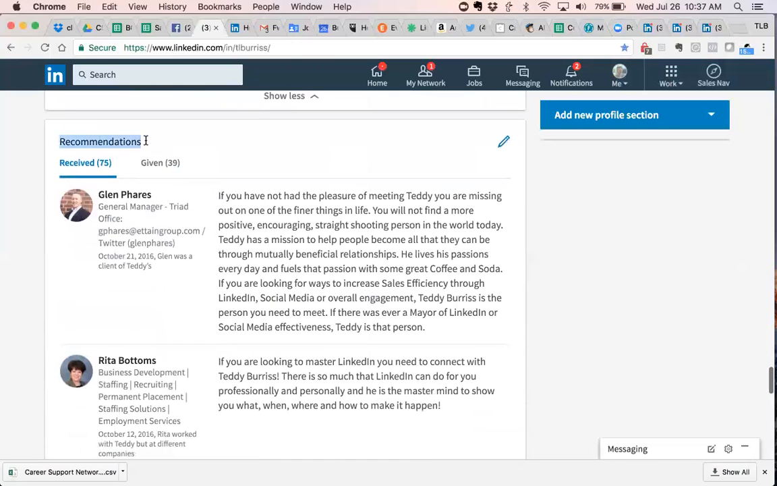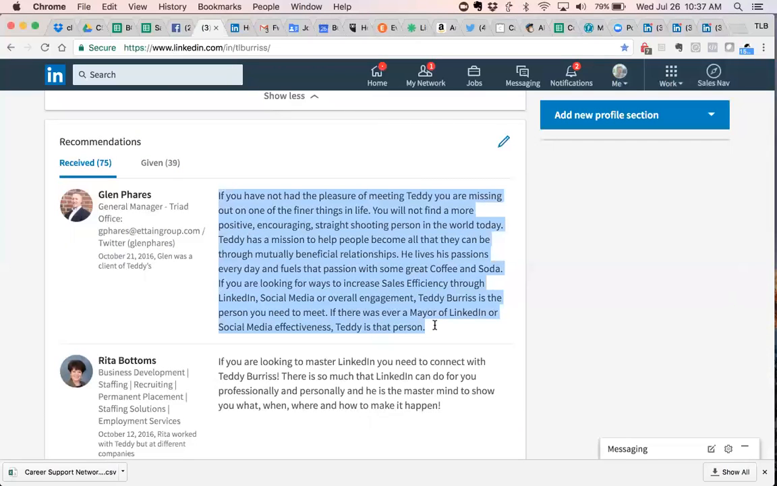Recommendations is the other thing. Get recommendations, which means you have to connect with people, which we'll talk about next week. But you want to connect with people who know you, trust you, respect you, can speak about you, so you can get recommendations. Don't rush doing this.